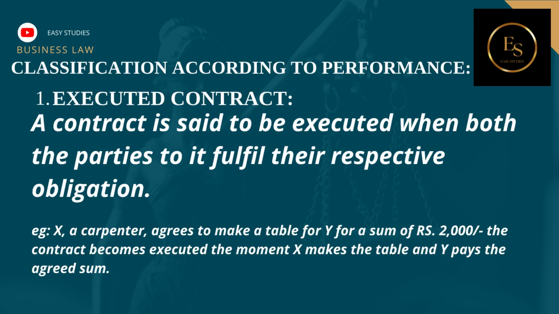Next, classification according to performance. Executed contract. A contract is said to be executed when both the parties to it fulfill their respective obligations. X, a carpenter, agrees to make a table for Y for a sum of 2000. The contract becomes executed the moment X makes the table and Y pays the agreed sum.